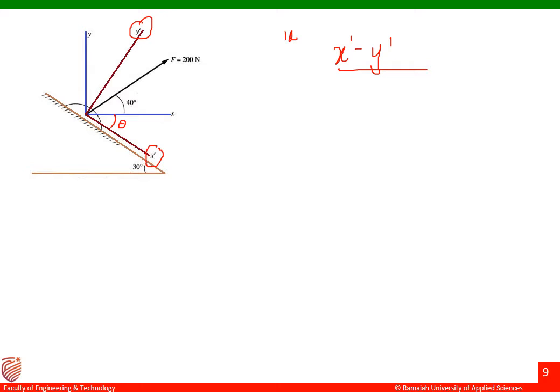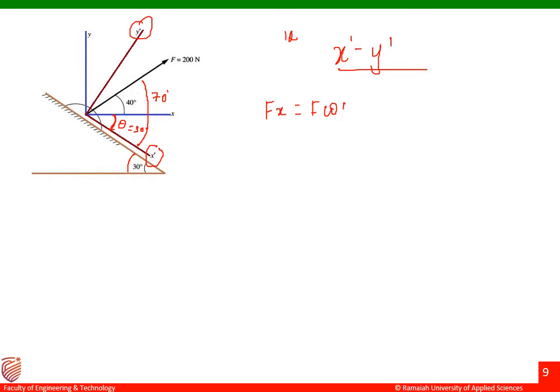Now you can see this force is on the inclined plane. This inclined plane is making an angle of 30 degrees with respect to the horizontal. If this is 30 degrees, then this also will be equal to 30 degrees there. Now if this is 30 and this is 40, the angle made by the force 200 Newton with respect to the x dash axis is 70 degrees. Now we can easily find the x component and then the y component.